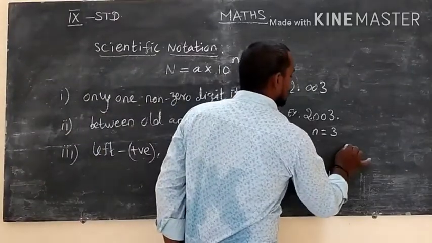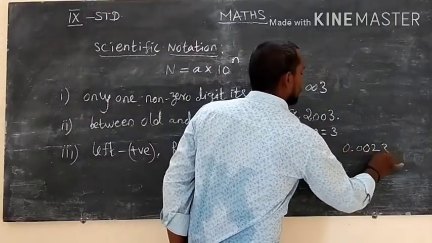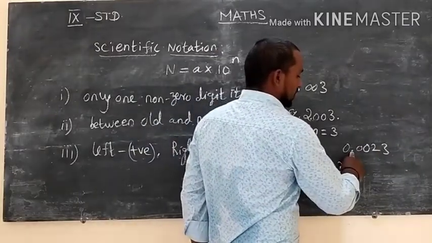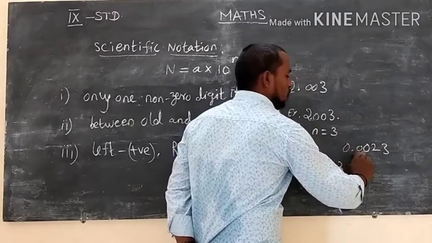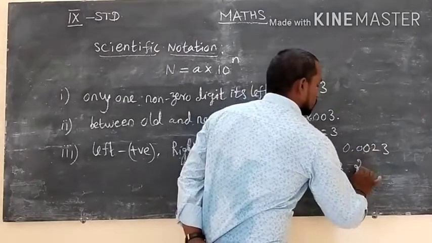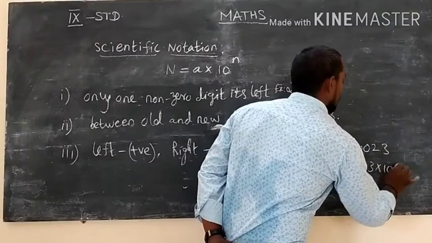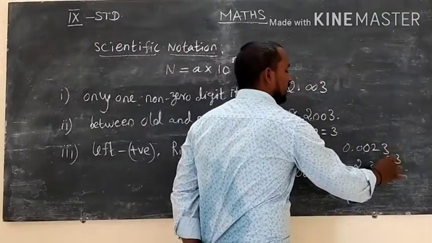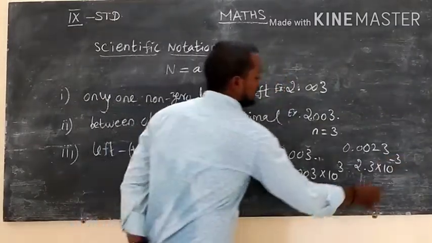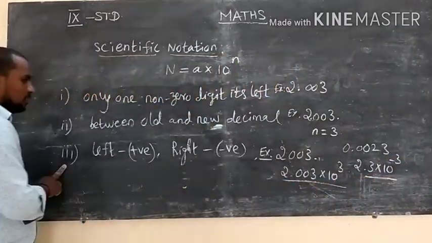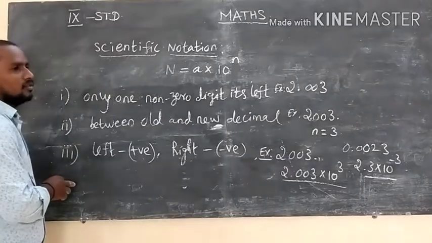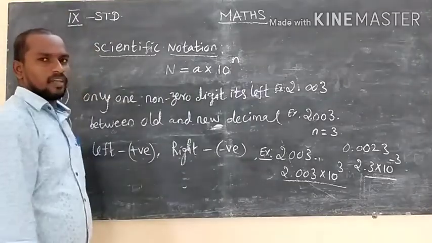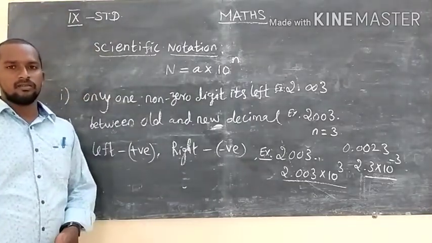Suppose you have 0.0023. Make the shift from left to right: 1, 2, 3. So 2.3 into 10 power minus 3. Shifting left to right gives negative exponents. This is your third condition. Follow these three conditions and you can easily write a scientific notation. Have you understood the scientific notation conditions?